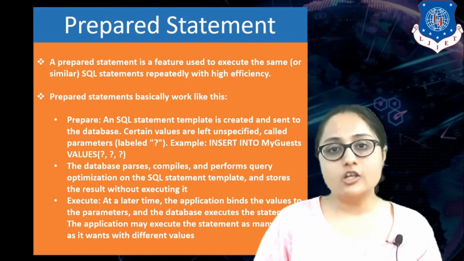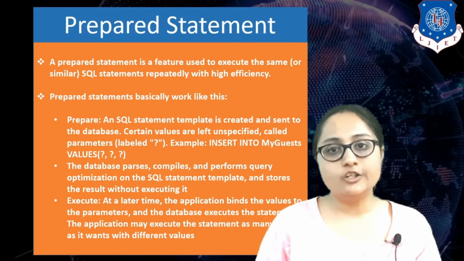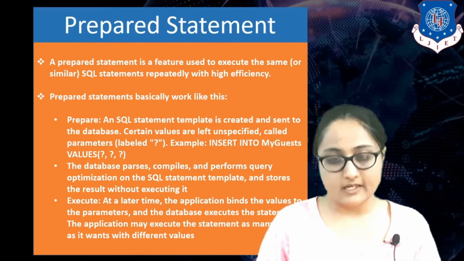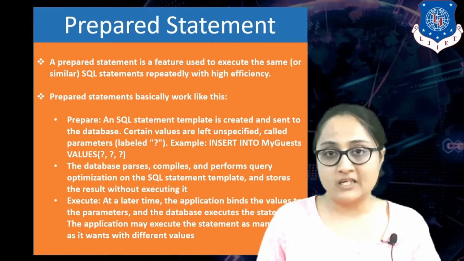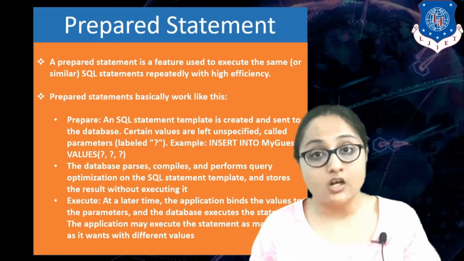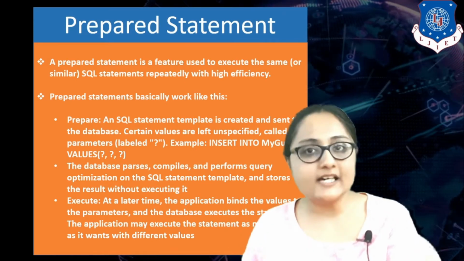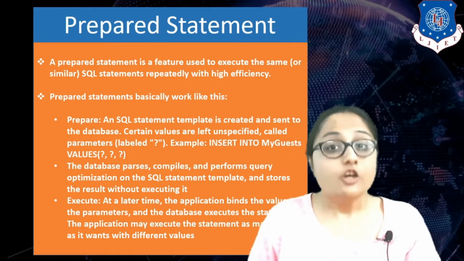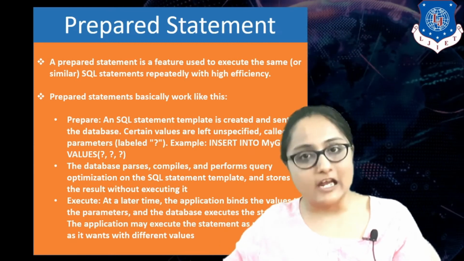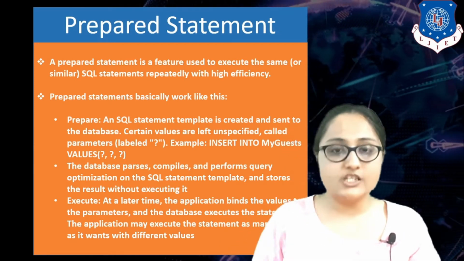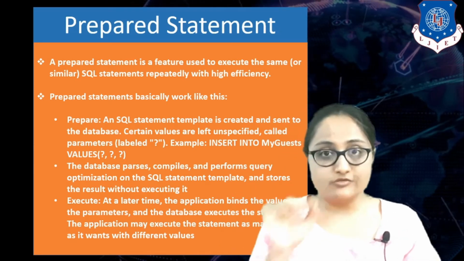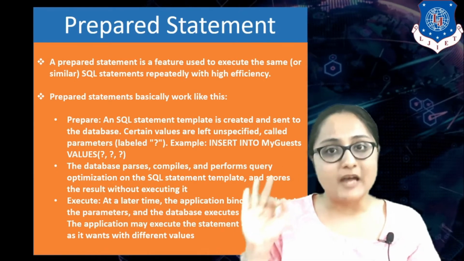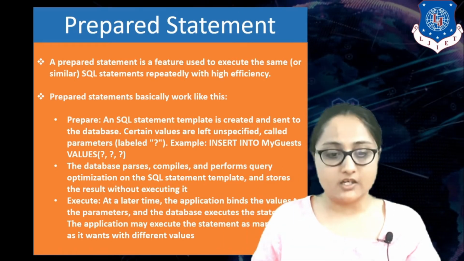How are these parameters labelled? If you recall the query, we were writing insert into, then the table name, then in brackets the column names comma separated, then the keyword values, and inside the brackets we were again specifying the values. So instead of specifying the values in the second bracket, we will specify question marks. That is, we leave these parameter values unspecified.